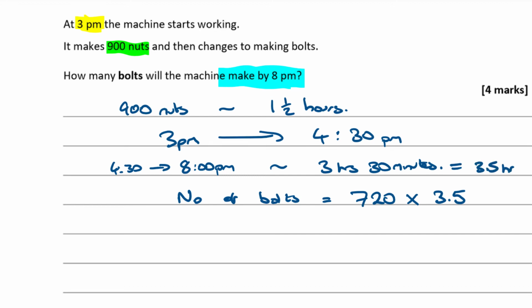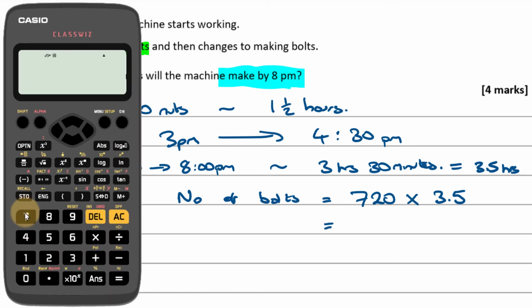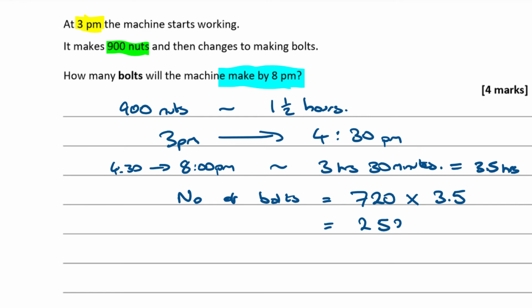Okay, because 3 hours and 30 minutes is 3.5 hours, isn't it? 3.5. Okay, and then tapping that into the calculator, 720 times by 3.5. That comes out to be 2,520. Okay, so that is the number of bolts it's going to make in that time. So that then is our answer. It's going to make 2,520 bolts.